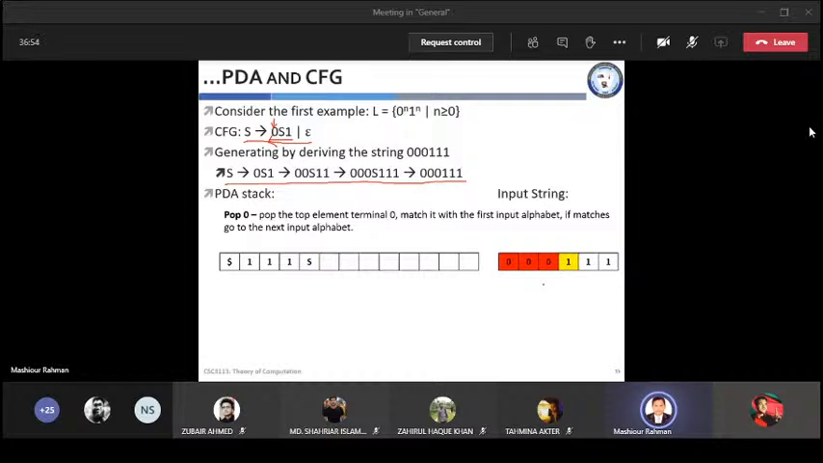Now the next input is 1. Now if I pop S, I need to push something. If I put 0S1, it does not match. Why?